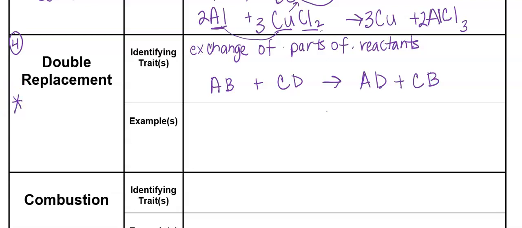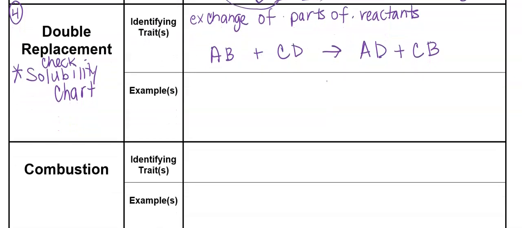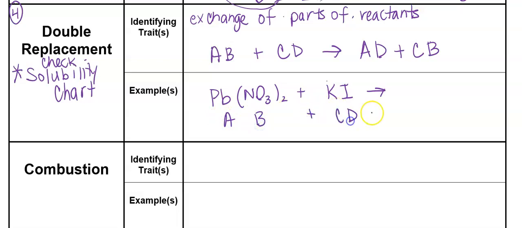Right here, I want you to put an asterisk and check solubility chart. We'll go into the solubility chart on Thursday, Friday lecture. I'll give an example, and we'll see how we have to predict our product. We'll do lead nitrate plus potassium iodide. You can predict that this is a double replacement reaction because you have two large molecules. But how do you actually replace it? Well, your potassium and lead are going to swap places.